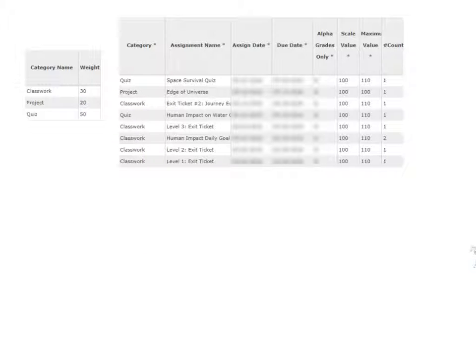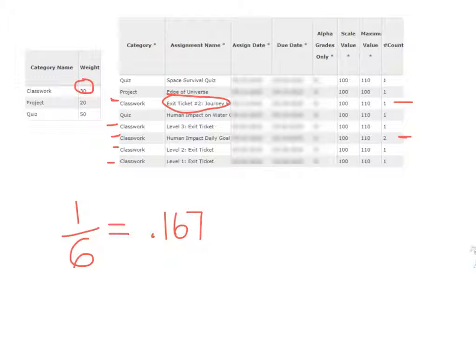Classwork you see here is worth 30% overall. And this assignment's classwork, classwork, classwork, classwork, classwork. So when we go to calculate these, this assignment, this exit ticket right here, only counts one time. One time out of how many? You would think that initially you would put just 1, 2, 3, 4, 5, because there's 5 classwork. But since this one counts 2, it's really 1 out of 6. If we divided that out, 1 divided by 6 is 0.167, and so we could say that that is really 17% of that category, so the classwork category.